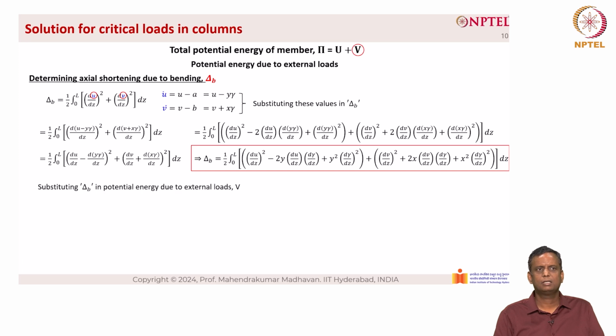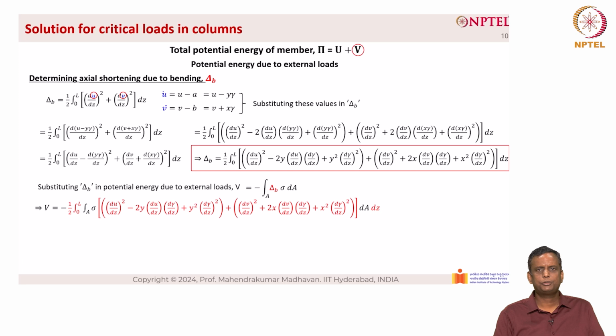Now, substituting delta sub B in the potential energy due to external loads V, which is given as V equal to minus integral over A of delta B into sigma into dA. So, when we substitute these values, we get a big equation for V. The ones that are highlighted in red color are the terms corresponding to delta sub B.